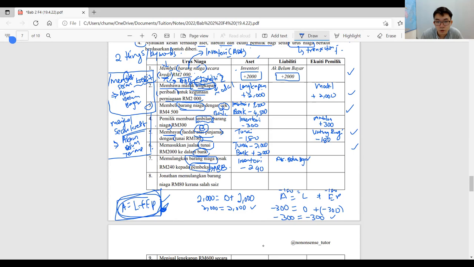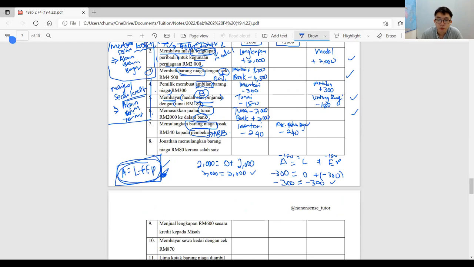All right. So it is minus 240 ringgit. Right. Next. So remember this account belum bayar is under liability. And tadi the faedah atas pinjaman is a belanja, is not a liability, right? Therefore, it cannot be recorded in the liability. It has to go into the untung rugi.